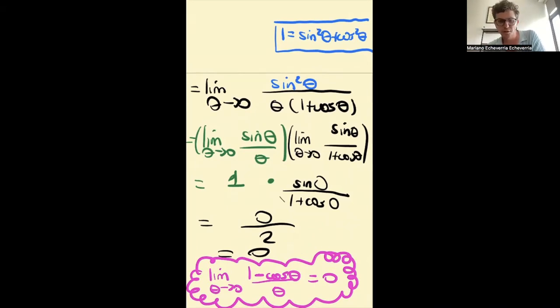Okay, so let me go back to Canvas. You could also have done the identity in the beginning instead of doing the conjugate. Yes, there are other ways to do this limit. Yeah, there are different alternatives. Okay, let me stop sharing this.